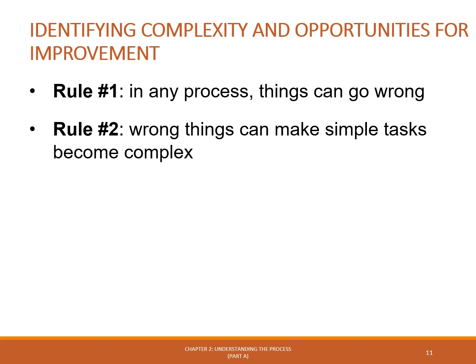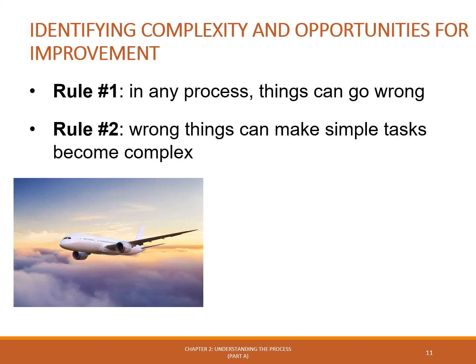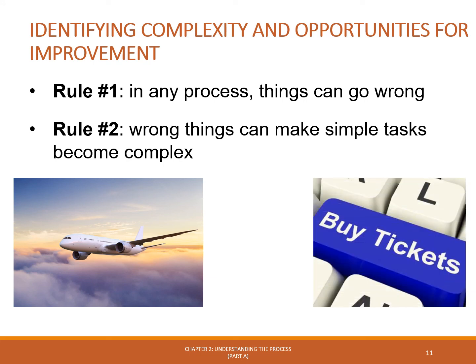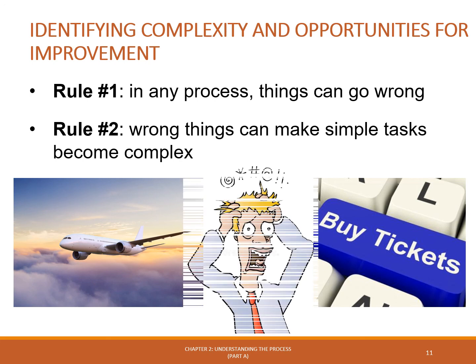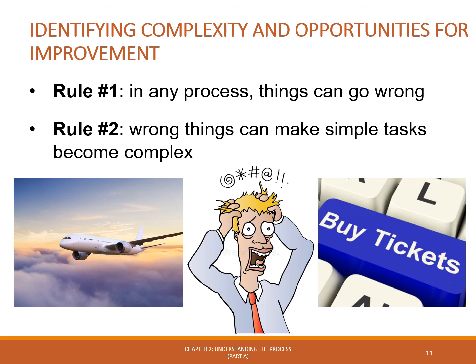Let me give you one example of how those two rules work together. Imagine that you work in the IT department of an airline company, and you are responsible for the computer systems used to document reservations, assign seats, and print tickets for passengers. If this system fails, the usually simple task of assigning a seat to a passenger becomes very difficult to accomplish, which can drive you crazy if you're not prepared for that.